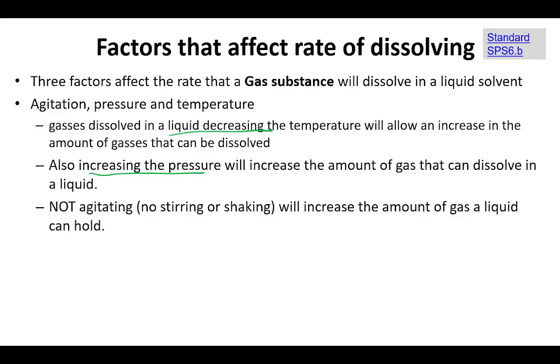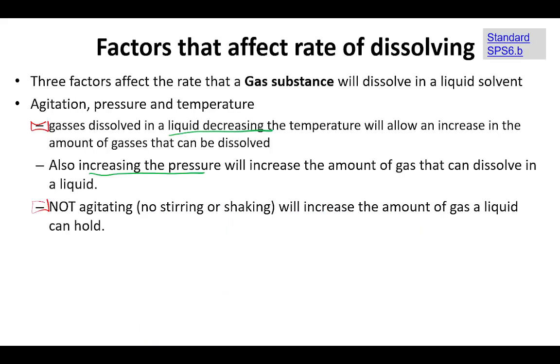the molecules' movement. Notice how for a gas, my two things that are similar, the agitation and the temperature, have an opposite effect. So for solids, we want it to be hot, we want it to be moving, we want to have very small particles. For a gas, we want it to be still, we want lots of pressure, and we want it at cooler temperatures.